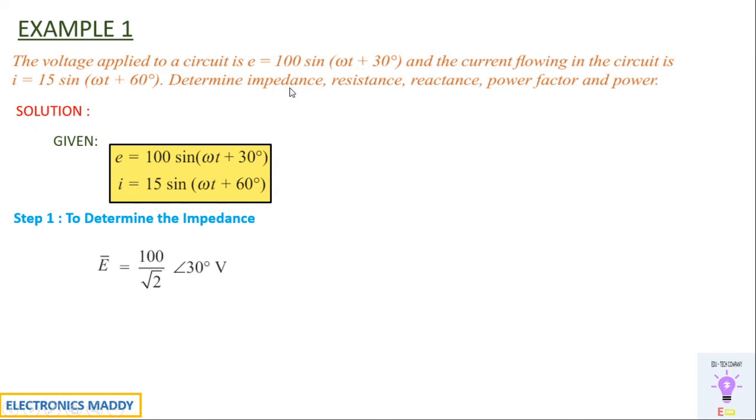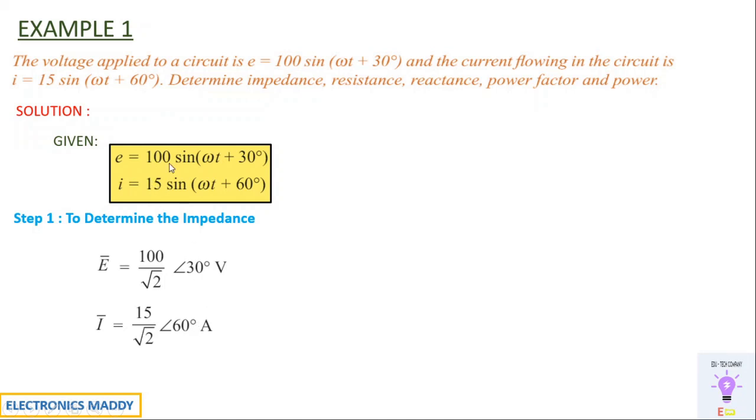Initially we'll start off with writing whatever is given, and our first step is to determine the impedance. We know from the impedance formula Z is equal to V by I. So first we'll be finding the value of E and I. E bar is nothing but, in terms of phasor, 100 divided by root 2, that is Vm divided by root 2, at an angle 30 degree. And we'll be finding the RMS value of current: 15 divided by root 2 at an angle 60 degree.